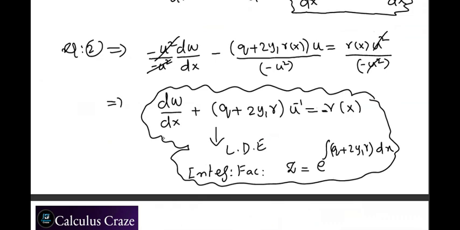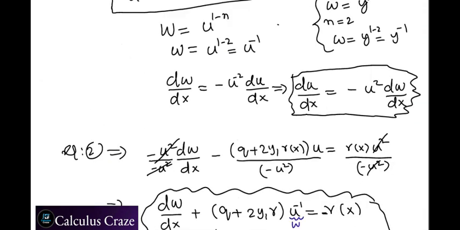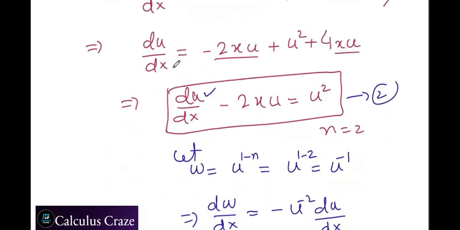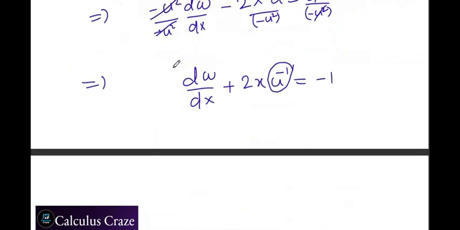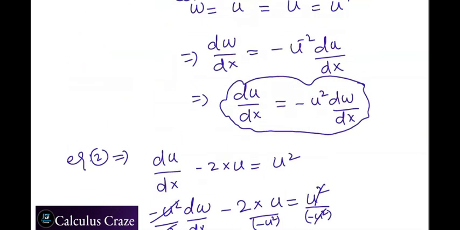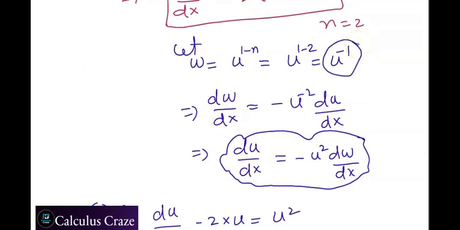Okay, so when I was defining this generally, this one was w, right? Because in the substitution we took this one over here. So what I will write now is the derivative of w with respect to x minus 2x w equals minus 1, because this u power minus 1 over here is equal to this w, right?